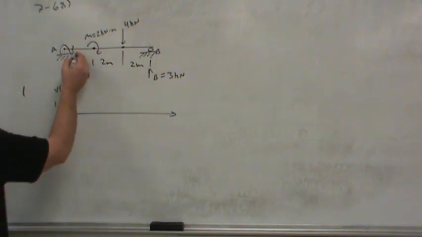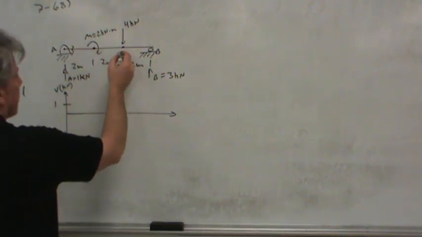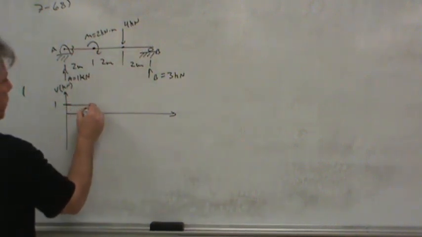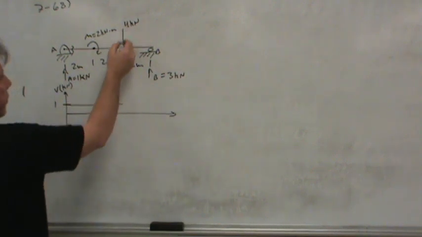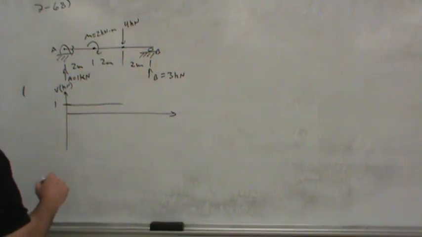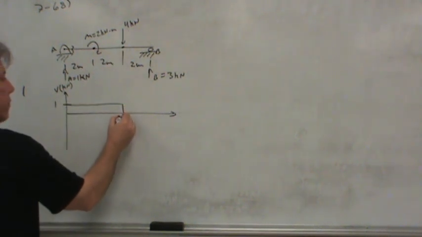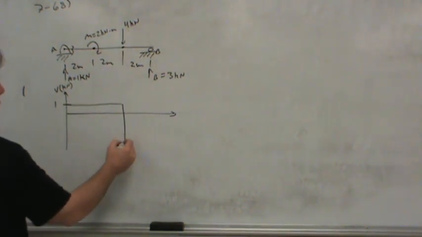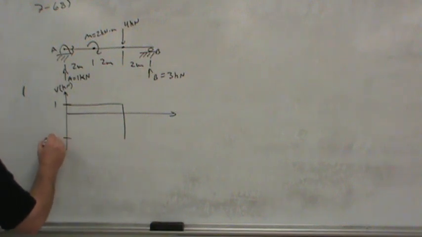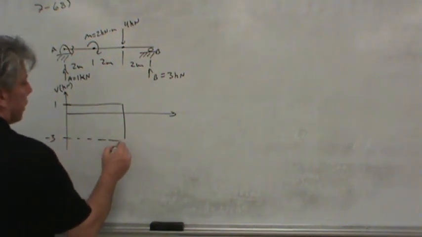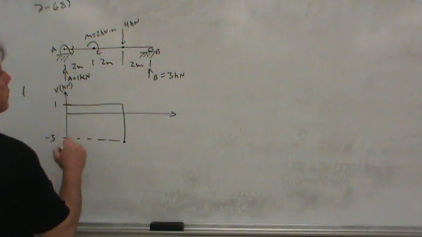And you notice that there are no loads that can cause a change in the shear, because a moment can't do that, until we reach this 4 kilonewton load. Now what this load does is it moves us down by 4 kilonewtons. So this overall height is 4 kilonewtons. We end up at negative 3 kilonewtons here.